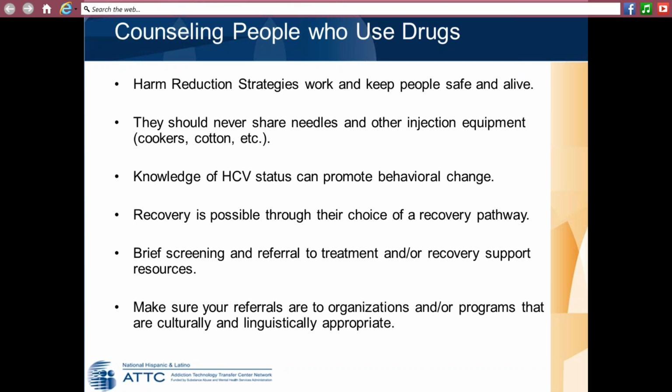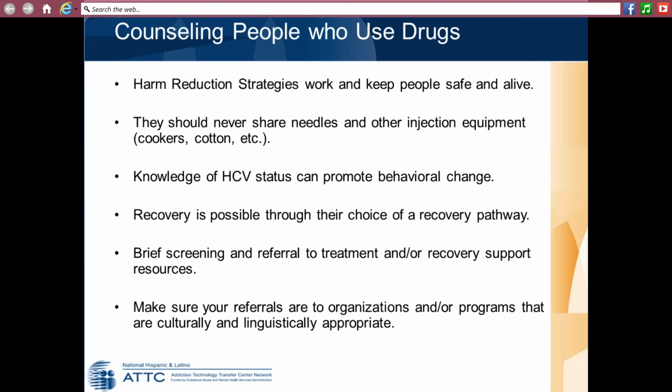So in terms of counseling people who use drugs, harm reduction strategies work and keep people safe and alive. And for some folks, when we talk about harm reduction, including needle exchange, including just counseling people in terms of reducing their drug use, if they're going to use, to use safely, to not share injection equipment or other drug using equipment.